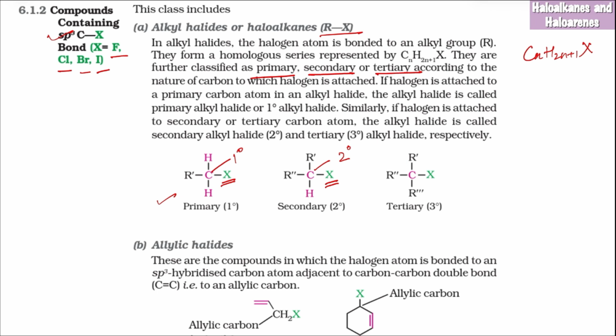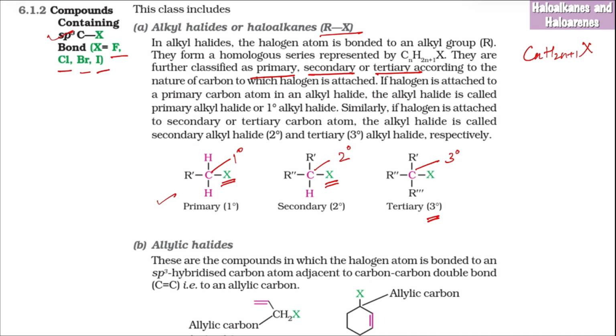What is secondary carbon atom? Secondary carbon atom is the carbon bonded to the halogen atom when it is bonded to two other carbons. Then comes the tertiary alkyl halide. Here the carbon atom is tertiary carbon because this carbon is bonded to three other carbon atoms. So here the alkyl halides have been classified as primary, secondary and tertiary.